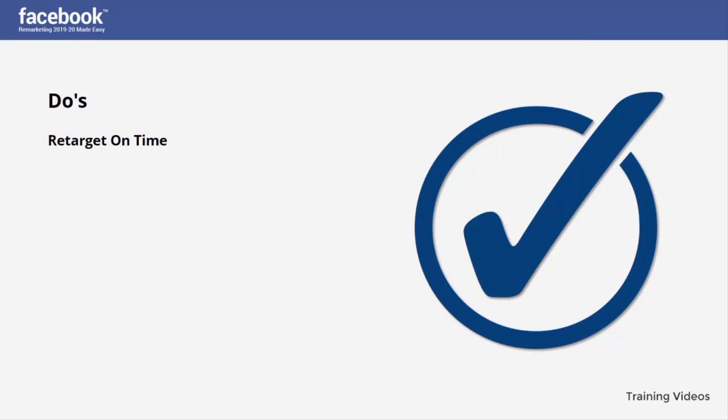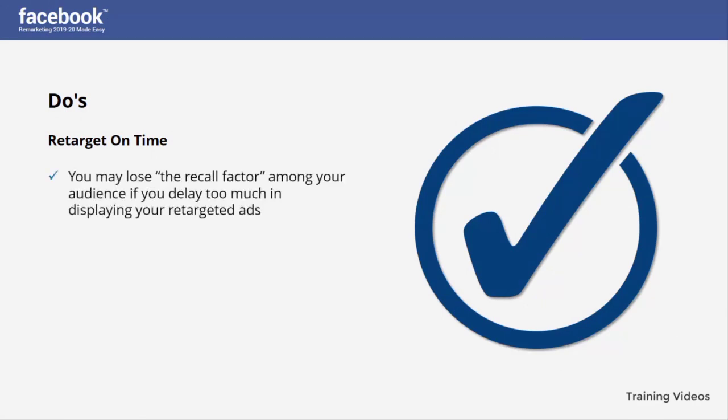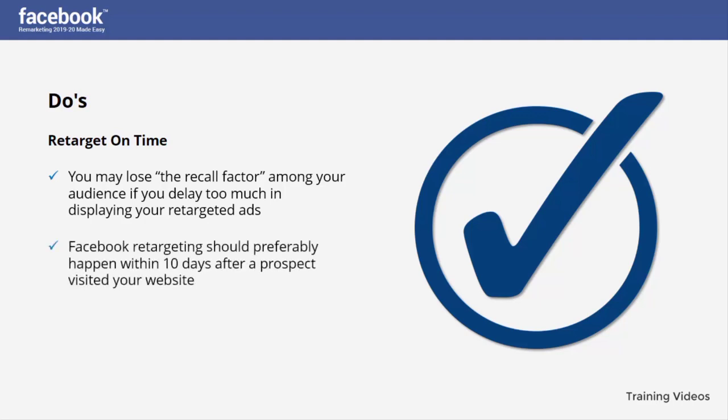Retarget on time. You may lose the recall factor among your audience if you delay too much in displaying retargeted ads. Facebook retargeting should preferably happen within 10 days after a prospect visited your website. Don't be pushy or aggressive, as it may work against you and the customer might lose interest. Rather, learn to go about it subtly. You can drop subtle hints or even send a quick offer or discount.